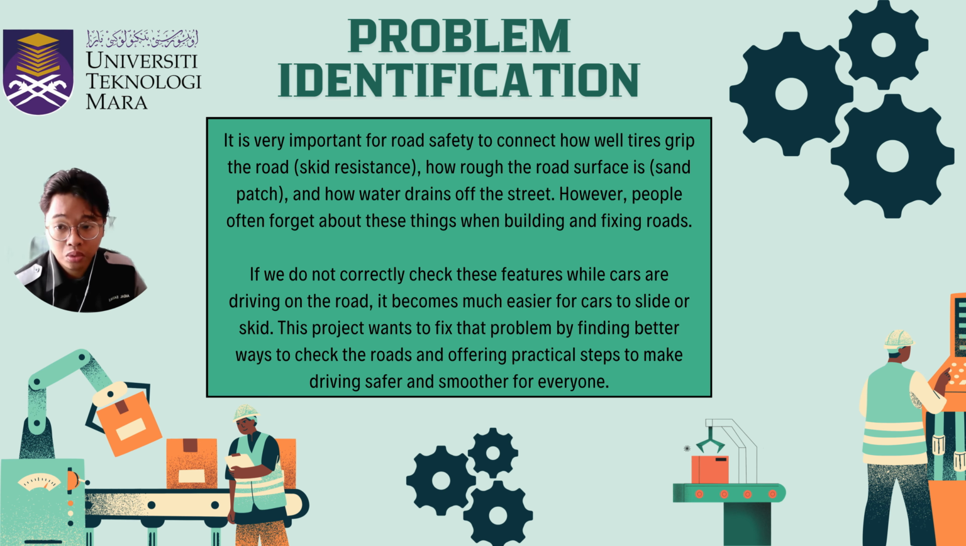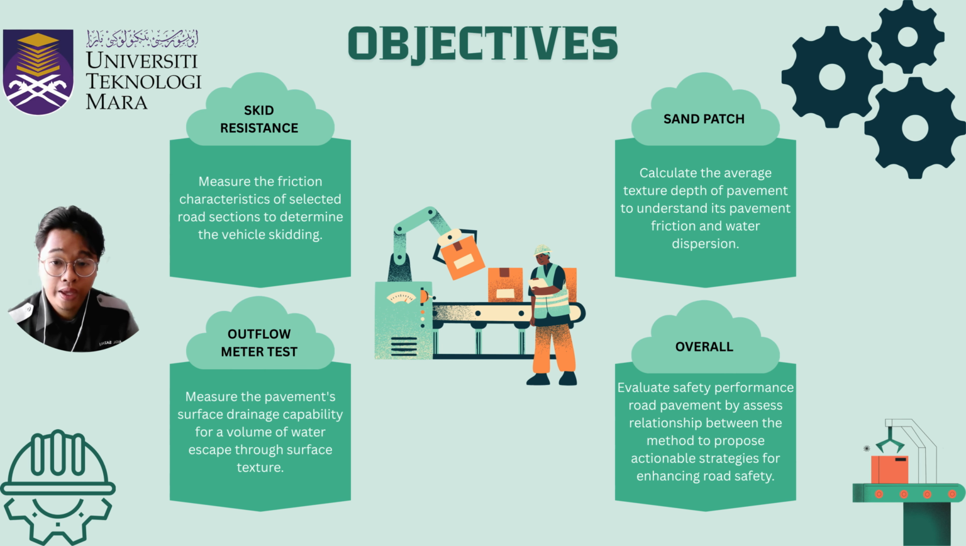Our project wants to fix this problem by finding better ways to check the roads and making them safer for everyone. We have four main goals. First is skid resistance. We want to measure road friction to see how it affects vehicle skidding. Second is the sand patch test. This is to calculate the road's texture depth so we can understand its friction and how water spreads.